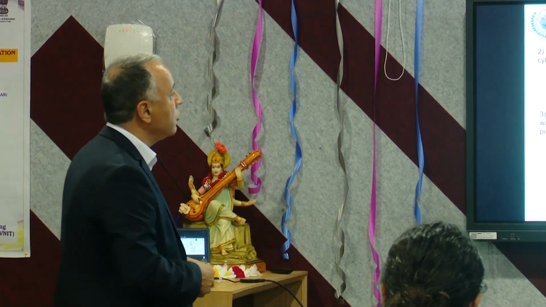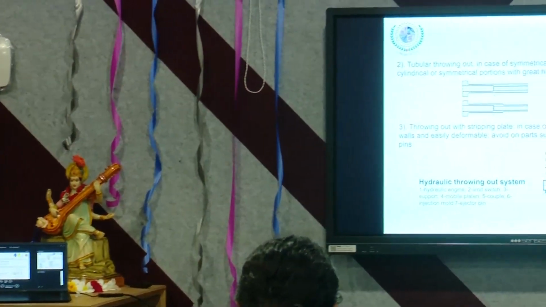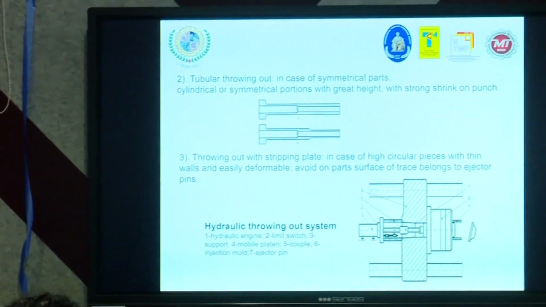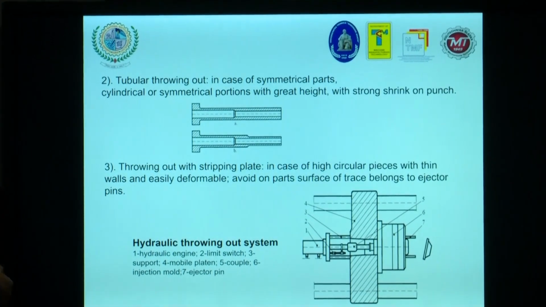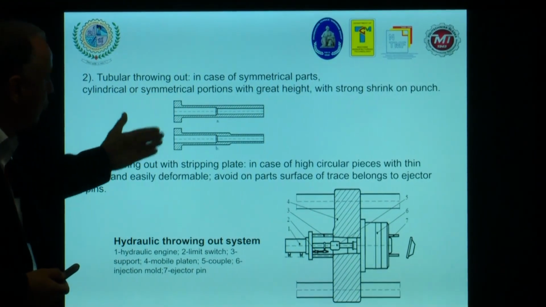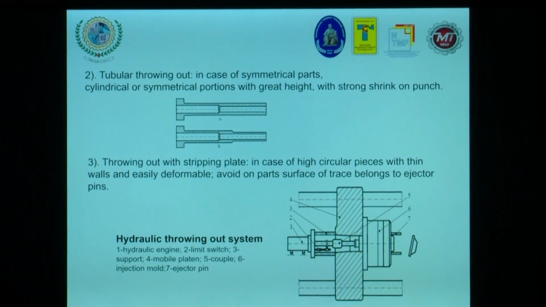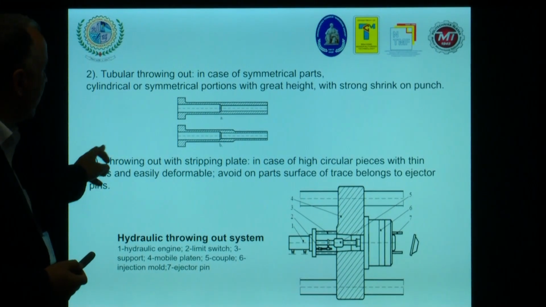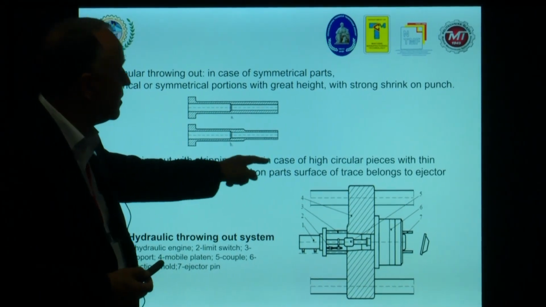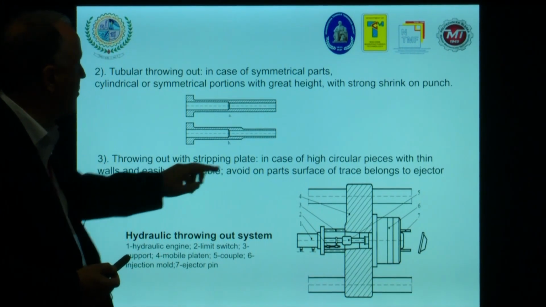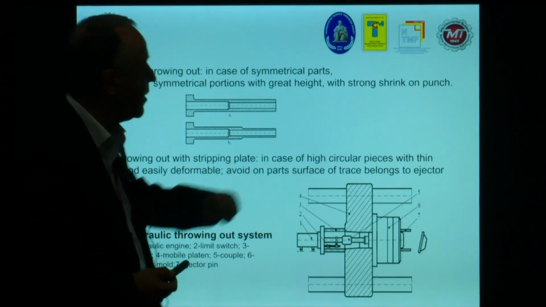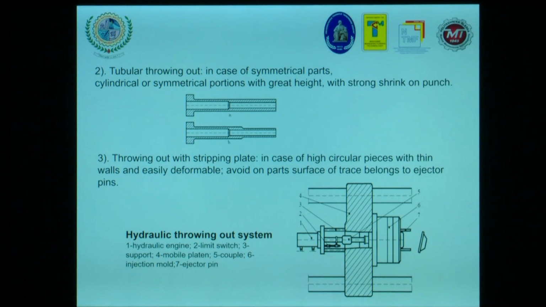Tubular drawing out, in case of symmetrical parts, cylindrical or symmetrical portion with great height, with strong shrink on the punch. You can choose the tubular one. Another situation is drawing out with the stripping plate, in this case for a high circular part with thin walls and easy to deform, avoiding on the part surfaces traces belonging to the ejector pins.